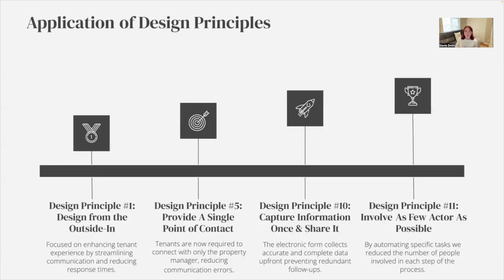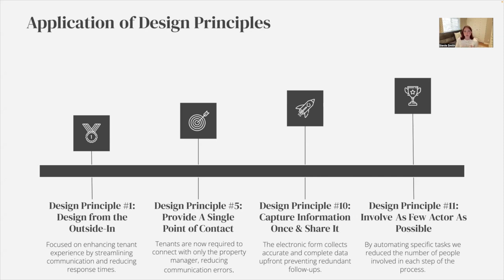So how did we come up with this redesign? We reverted back to our 16 design principles, and while we did enlist almost all 16 of them, there were 4 that popped out to us that helped us the most in our redesign that I'm going to walk us through. So the first one was design principle number 1, which is designing from the outside in. So coming at our redesign, not from the internal perspective of the back end and how it's going to work for SS Investments, but more so the tenant and their experience. That's the perspective we wanted to go at our redesign with. So with that, we focused on enhancing the tenant experience by streamlining communication and reducing response times.